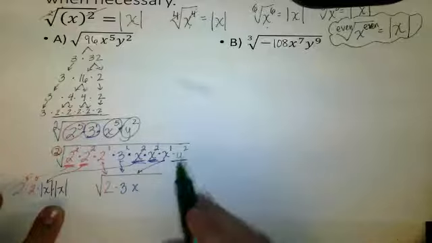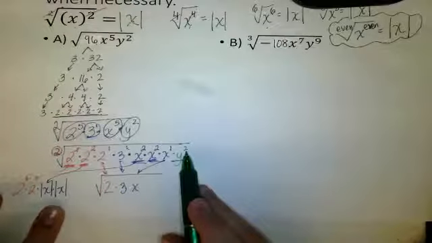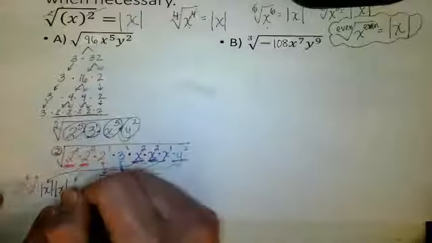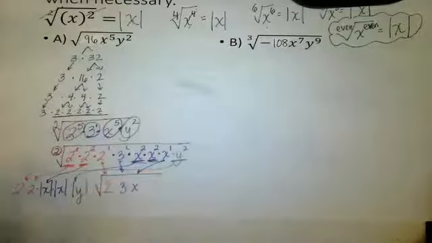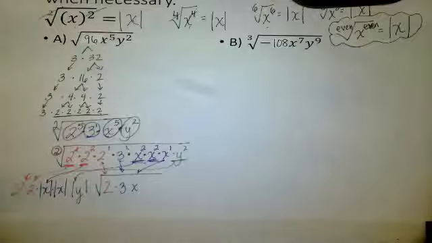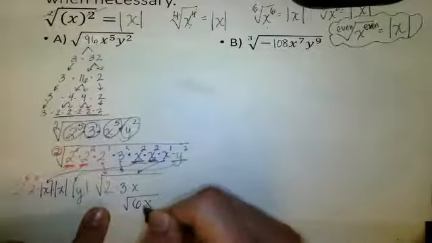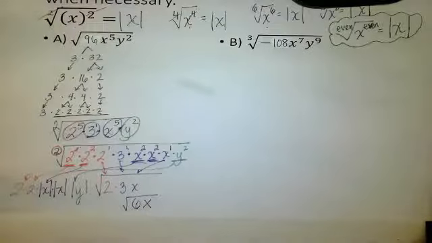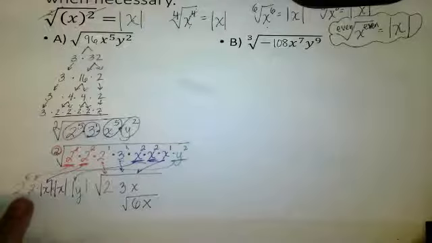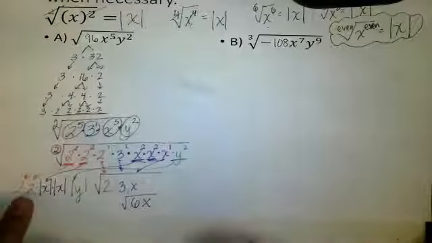What's the square root of y squared? Absolute value of y. Yeah, absolute value of y. All right, this is a pretty good answer. We can clean it up just a little bit. First of all, inside my radical, 2 times 3 is 6x. On the outside, I can multiply the 2's together, so 2 times 2 is 4.